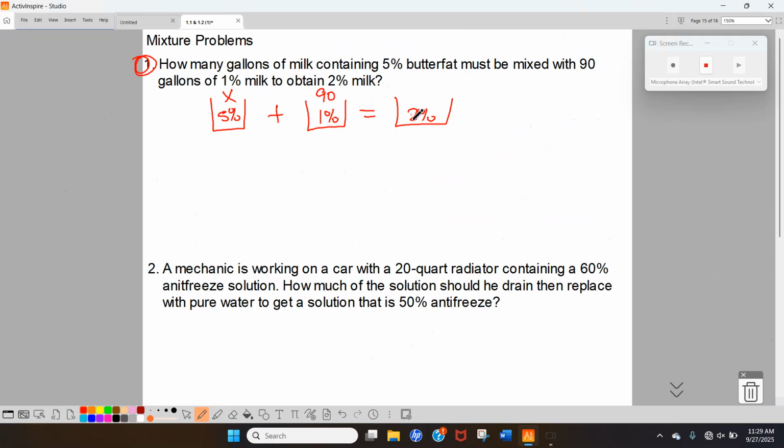So here's the thing that makes people wonder, like, where did she come up with this? So up here, I need gallons. Well, if I take x gallons in this bucket and 90 gallons in this bucket, and I pour them both into this bucket, then this bucket has whatever x plus 90 is.